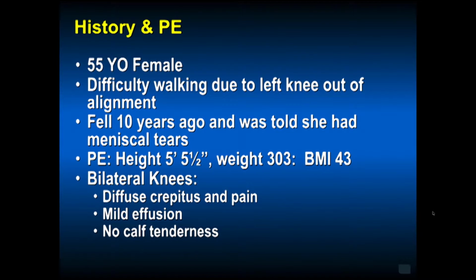This is a case that was sent to me with the imaging already performed. 55-year-old. She'd had difficulty walking, more to her left knee than her right knee. She fell 10 years ago, was told she had meniscus tears. In our state, we see a lot of patients of this weight. Her BMI is 43, 5 feet 5.5 inches, weight is 303. And she has arthritis of both of her knees.